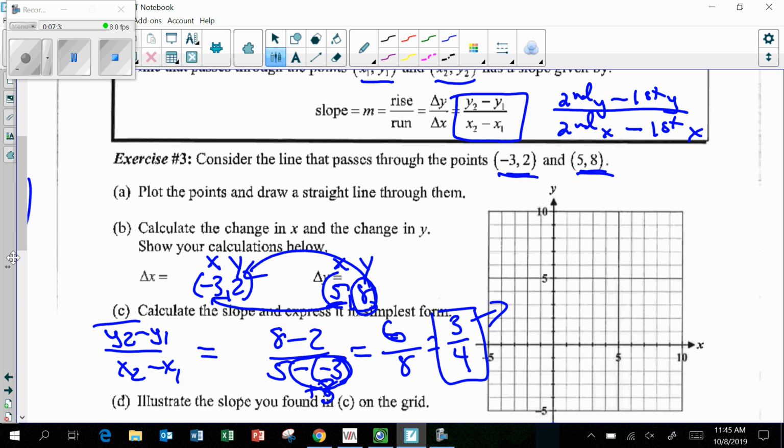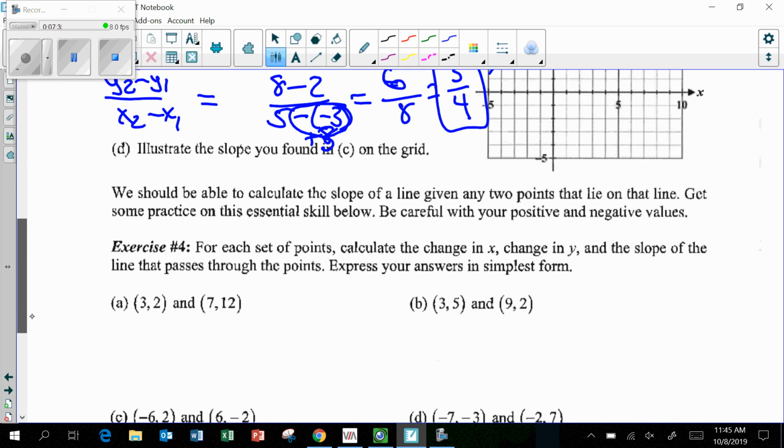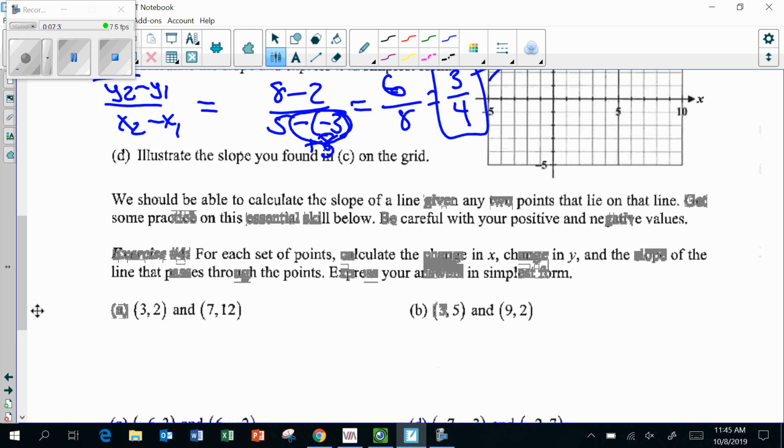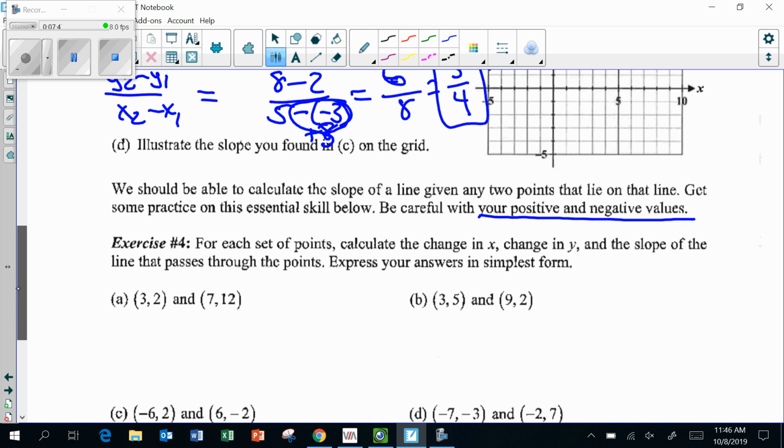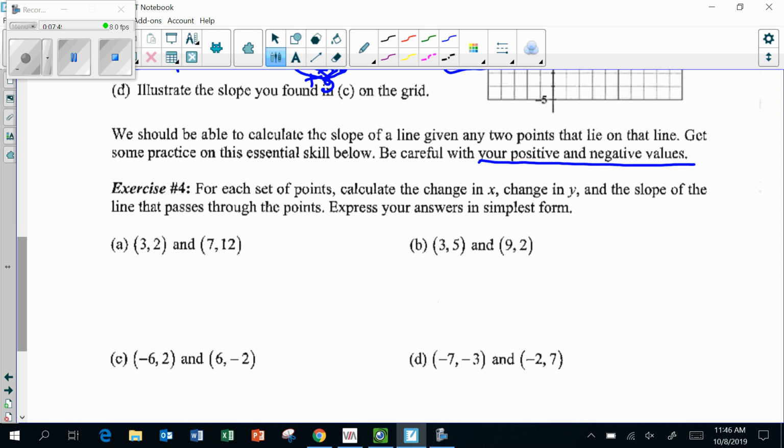All right, let's take a look at a couple more. This is definitely something that we should be able to calculate: the slope of a line given any 2 points that lie on the line. Get some practice, this is a skill, because this is something that you will use frequently. And in this exercise, I'm going to model 2, and I'm going to have you pause and then try 2 on your own. But the thing you have to be careful of is the positive and negative values.